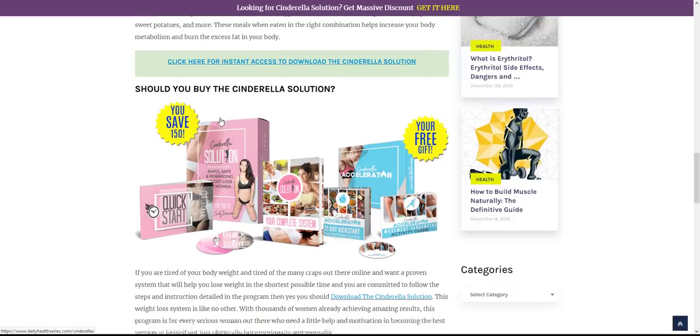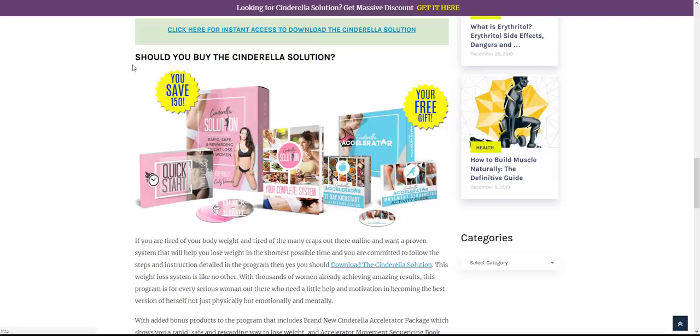Now this is really nice. Well, now what I might do in a situation like this is just get the image program and basically just snip off this whole thing, starting from right above here. Should you buy the Cinderella solution? And do it all the way to here. Now the reason I'm saying that is because even though that looks like a question, you're already just sort of reinforcing in the mind of that visitor that they actually want to buy this.